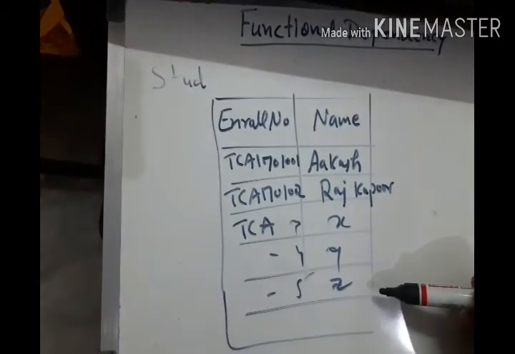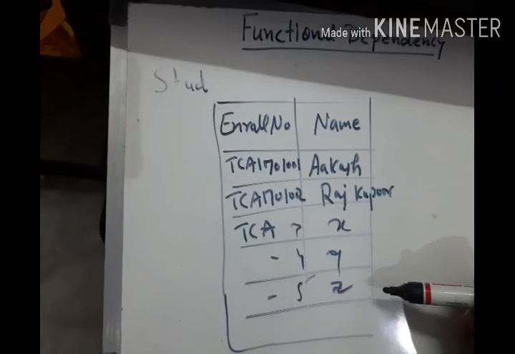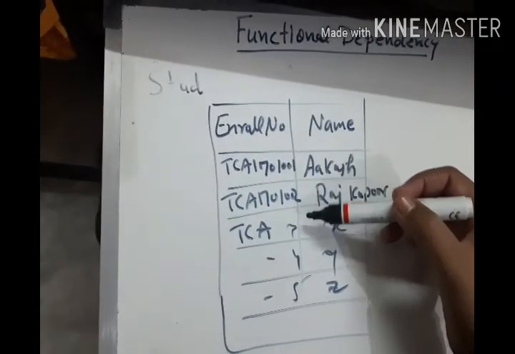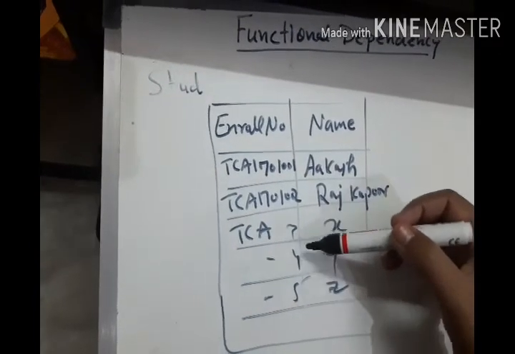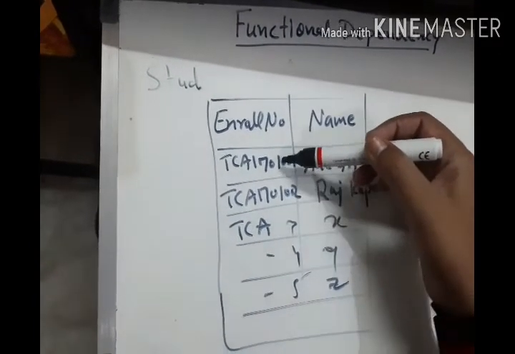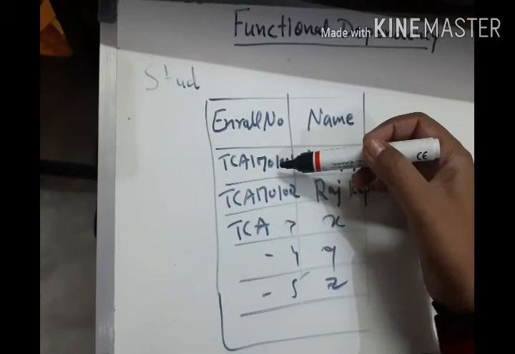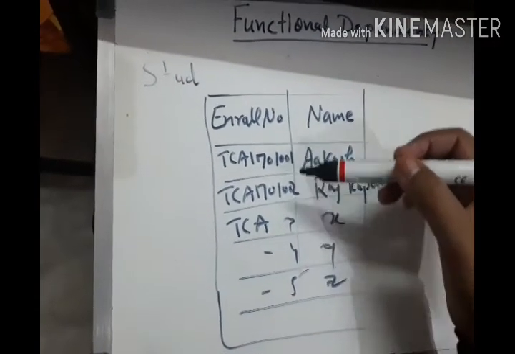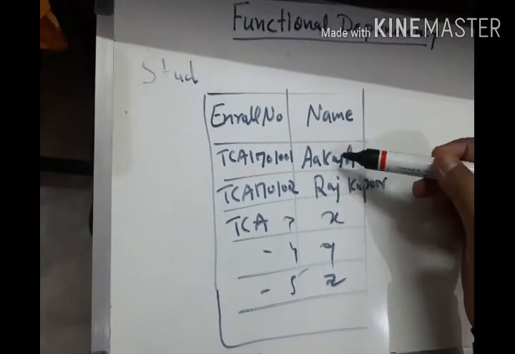Yes or no? Enrollment number is my primary key, as clearly I can see each and every value is distinct or unique and there is no null. I can determine the name.